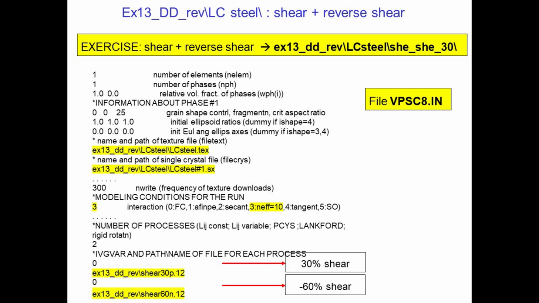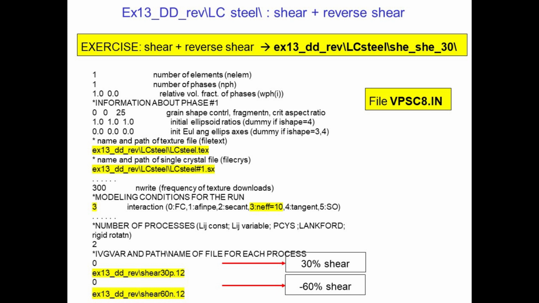So this is the exercise that I would like you to do. This is shear and reverse, followed by reverse shear. So only two strokes, shear and reverse shear. You can do the cycling if you want. You just put more processes in the simulation, and you will get those curves. But it's just the first two strokes.